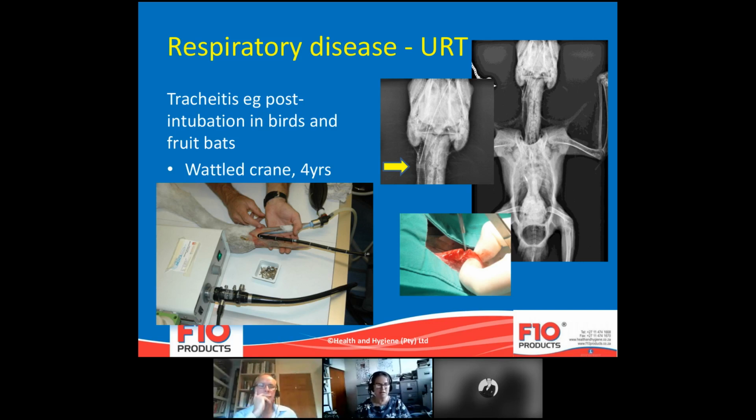With her, we were lucky in that we were able to remove basically a thick plug of mucus from the trachea, and then we nebulized her, and she actually did very well. On culture, I think we got a heavy growth of E. coli and also a Bordetella. The one on the right is one that didn't turn out quite so well for the bird.